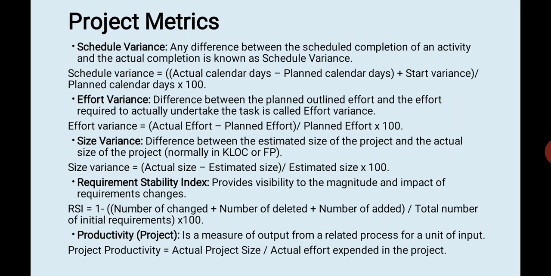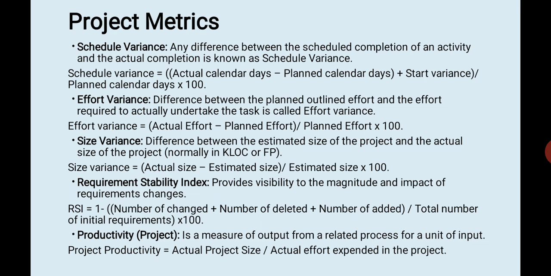Requirement Stability Index. This provides visibility to the magnitude and impact of requirements changes. Requirement Stability Index is equal to 1 minus this entire thing. And what is this entire thing? Number of changed plus number of deleted plus number of added, upon total number of initial requirements, into 100. All this is subtracted from 1. So this gives the requirement stability index.